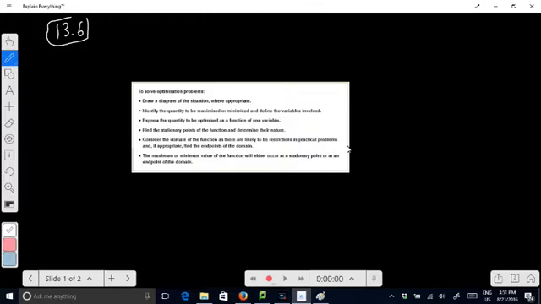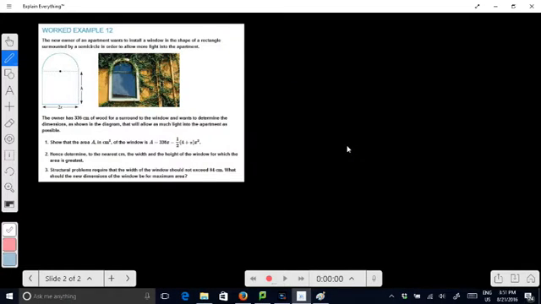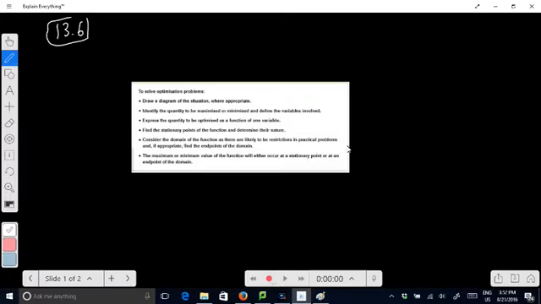Today we're going to have a look at optimization problems. To solve optimization problems, we're looking at examples where we have a situation with a lot of words. We've got to take the maths out of the words and use our knowledge to work out, in this case, area, lengths and heights. So that's what we're looking at.